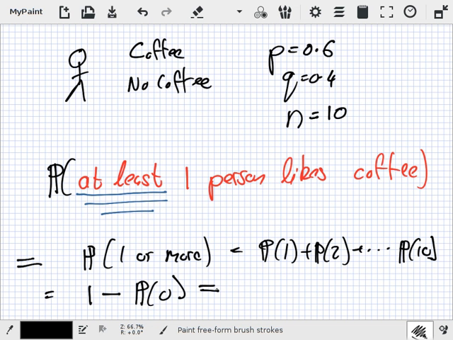Because think about it. If you have 10 people and each one is 60% chance of liking coffee, in a group of 10 people, how many do you think should usually like coffee? About 6 people. Yeah, because if you're 60% and you have 10, then about 6 people should like coffee. So it seems very likely at least one person likes coffee. So let's calculate it.